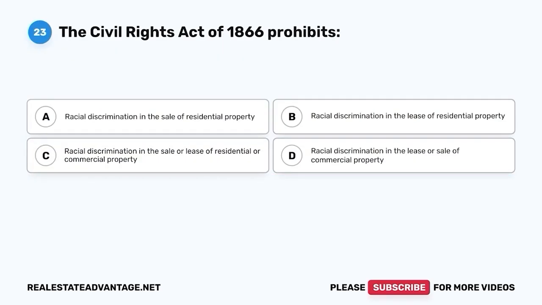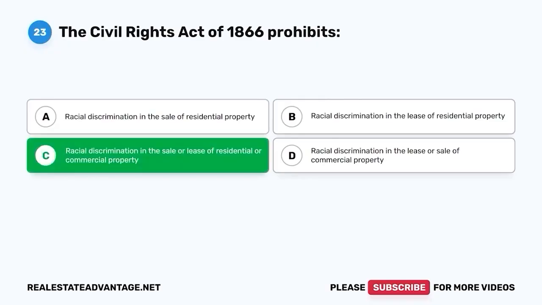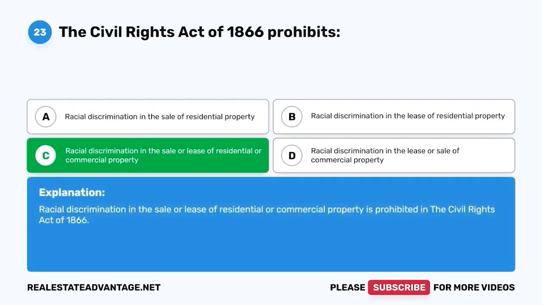Question 23. The Civil Rights Act of 1866 prohibits A. Racial discrimination in the sale of residential property. B. Racial discrimination in the lease of residential property. C. Racial discrimination in the sale or lease of residential or commercial property. D. Racial discrimination in the lease or sale of commercial property. The correct answer is C. Racial discrimination in the sale or lease of residential or commercial property. Racial discrimination in the sale or lease of residential or commercial property is prohibited in the Civil Rights Act of 1866.